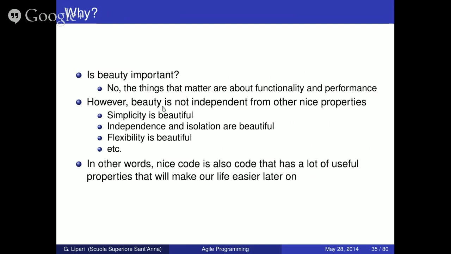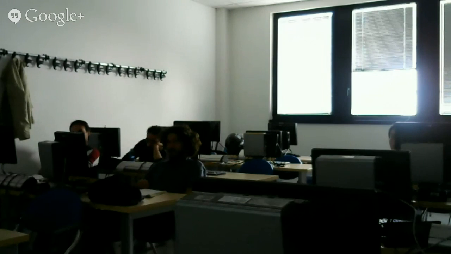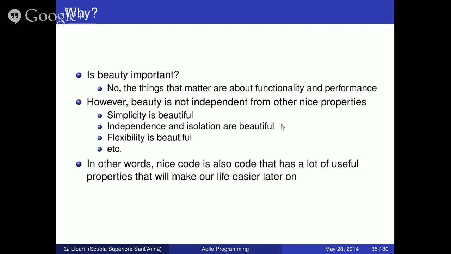But the fact is that beauty in software code is not independent from other nice properties. Because beautiful is often simple. Simple code that achieves a nice algorithm is often also very beautiful. Independence and isolation are beautiful. So if you have a large program made by small independent pieces that interact in a very simple way, everything is very beautiful. The structure is beautiful. Flexibility is beautiful. So the ability to change easily some part is also beautiful.